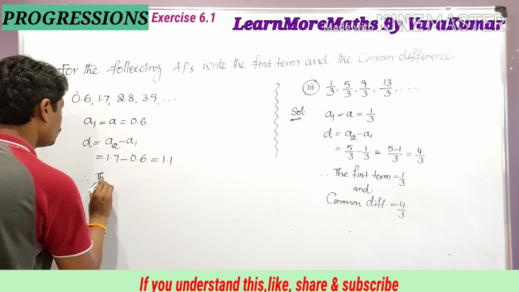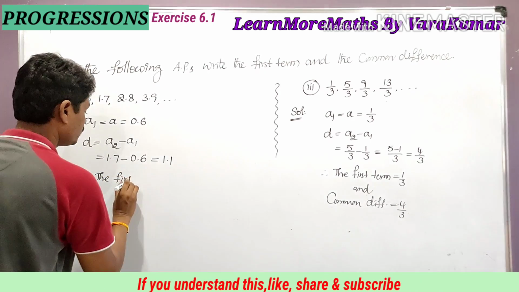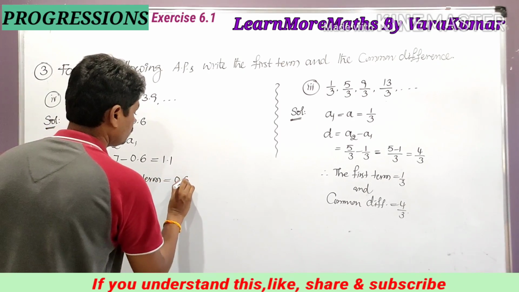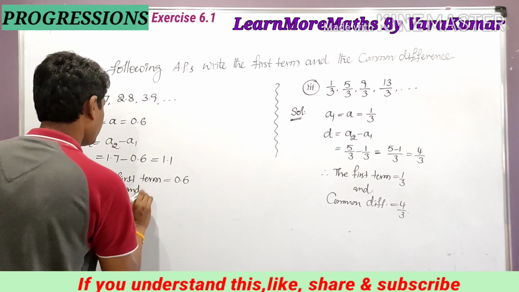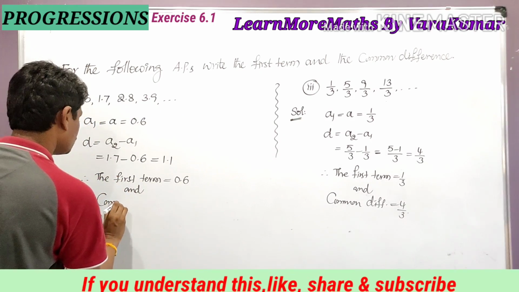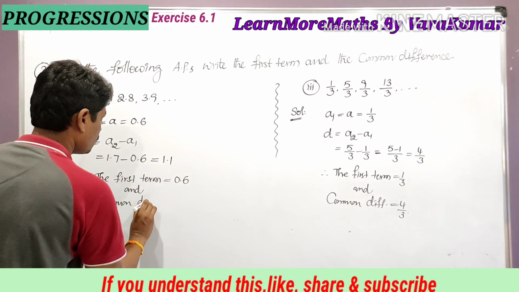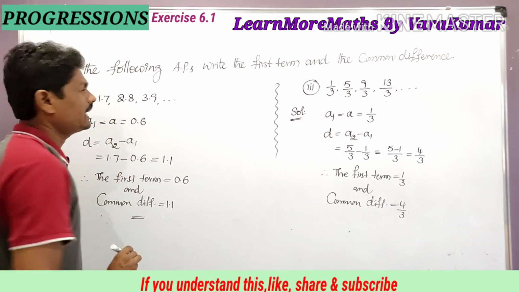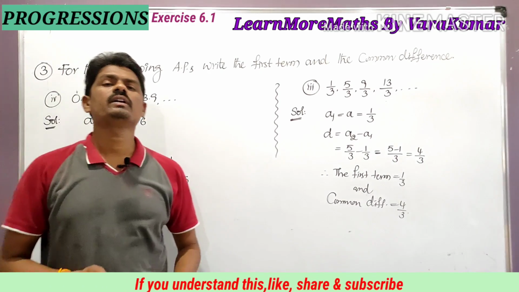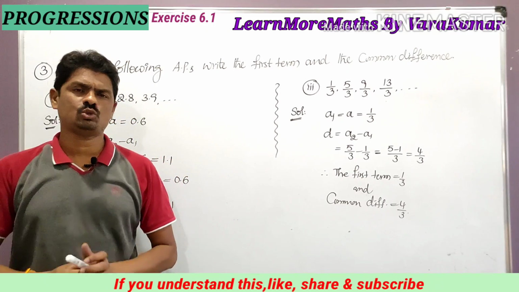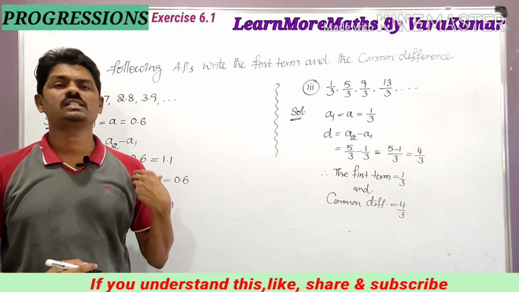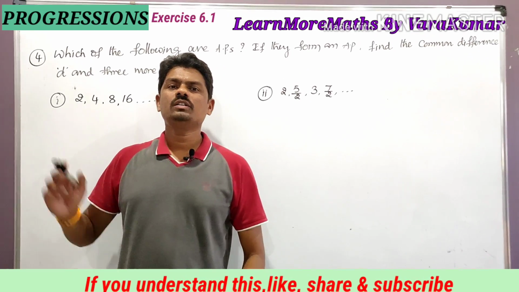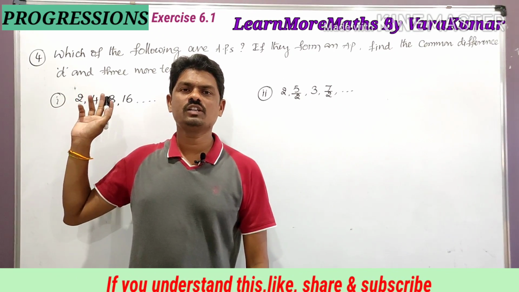Therefore, we have the first term is equal to 0.6 and the common difference is equal to 1.1. So like this we can find the first term and the common difference. Very easy, student. This is the third problem in exercise 6.1. So next we have to solve the fourth problem. See student, this is the fourth problem from exercise 6.1.